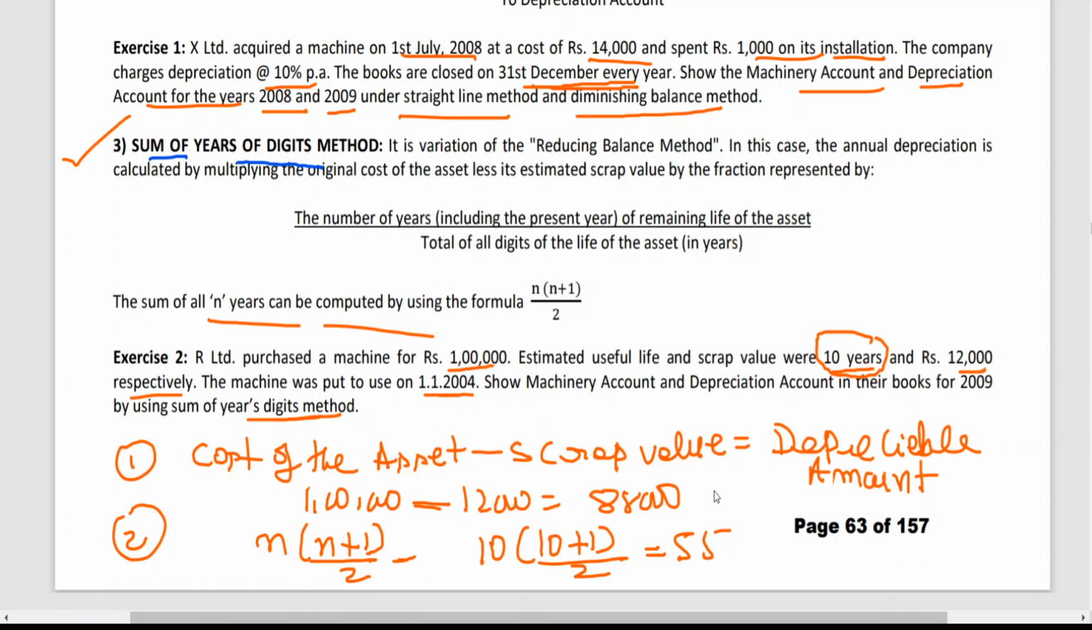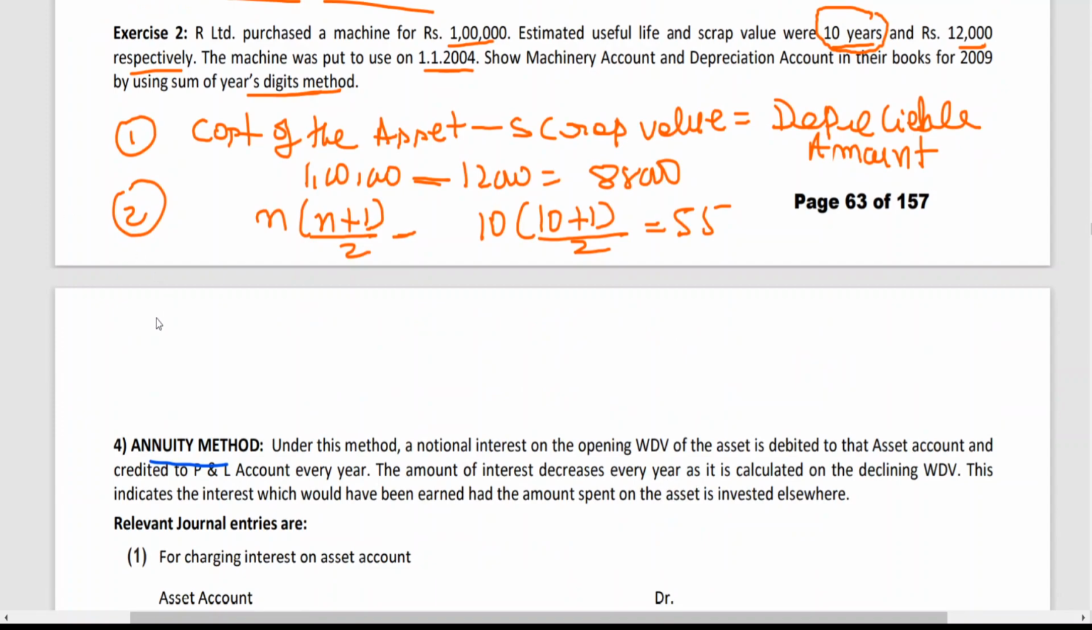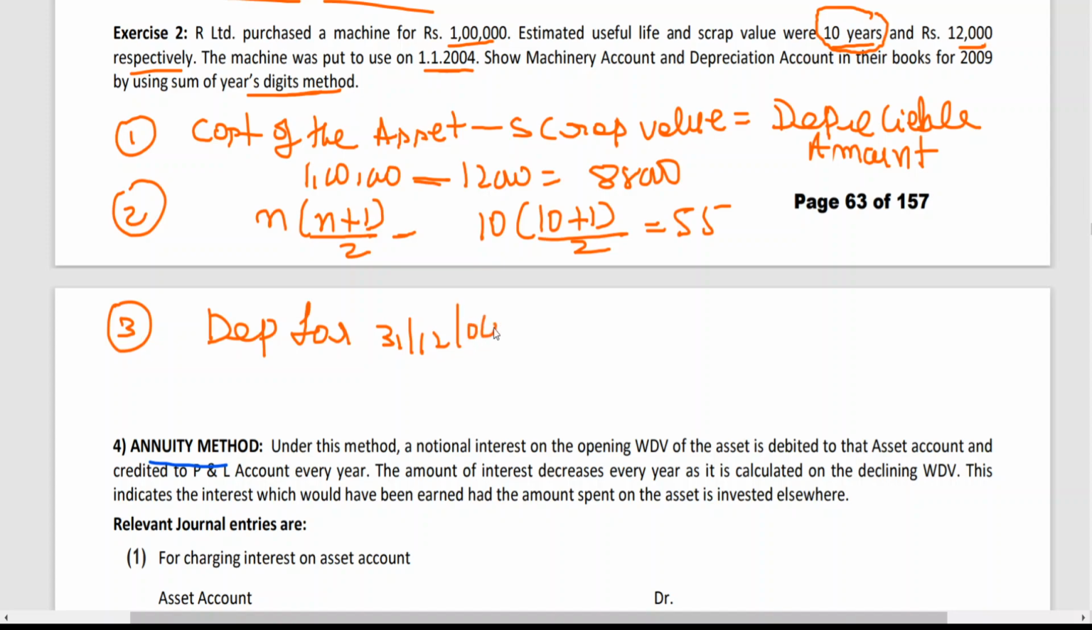Then, third point, say depreciation. Because it is said the machine was put to use on 1/1/4 and nothing is mentioned, we are assuming that they are following the calendar year as the accounting year. That means depreciation for 31st December 4. How to do it? The depreciable amount is how much? 88,000. The asset can be used for how many years, my dear friends? 10 years, no?